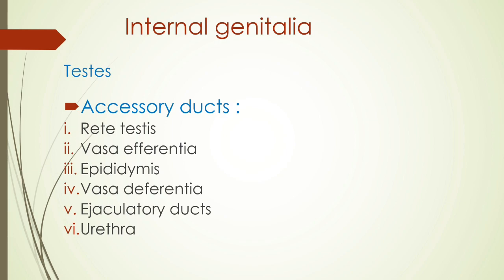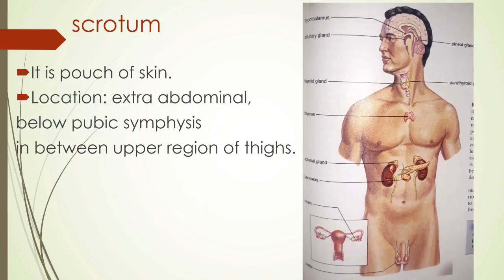Now we will discuss the scrotum directly. About the scrotum, they told us that the scrotum is a pouch of skin. Okay, it looks like a pouch, which is made up of skin. And if we talk about the location of the scrotum, then the scrotum is extra abdominal. Extra abdominal means it is found outside the abdominal cavity.